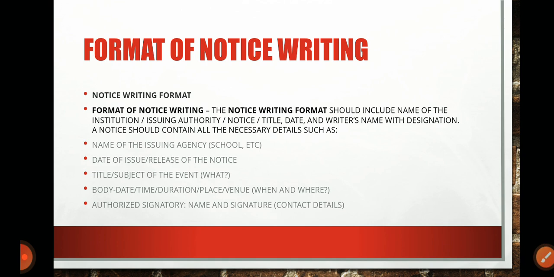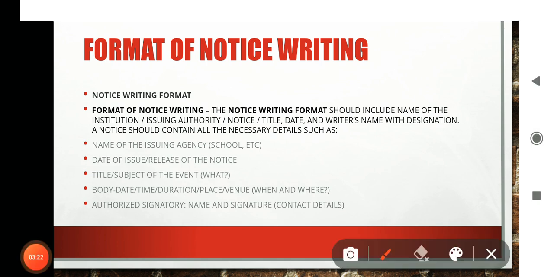Whenever we are writing any kind of notice, the format should be kept in mind first. The notice writing format should include the name of the institution, the issuing authority, notice title, dates, and the writer's name with designation. A notice should contain all the necessary details. Suppose you are a school student and you are writing a notice to inform your fellow students about some event that is going to happen in your school.